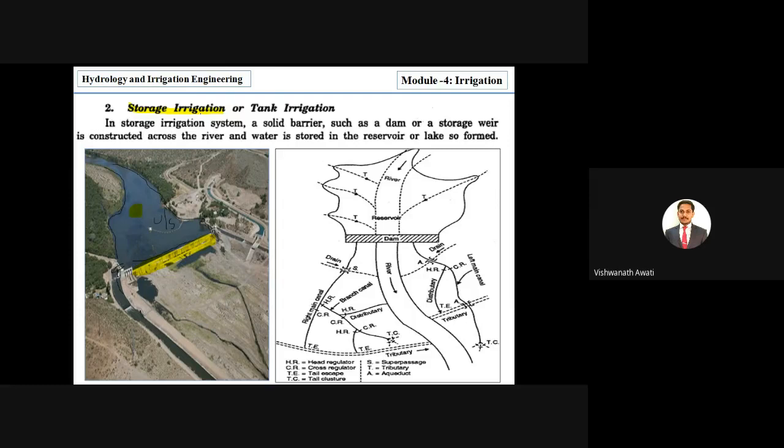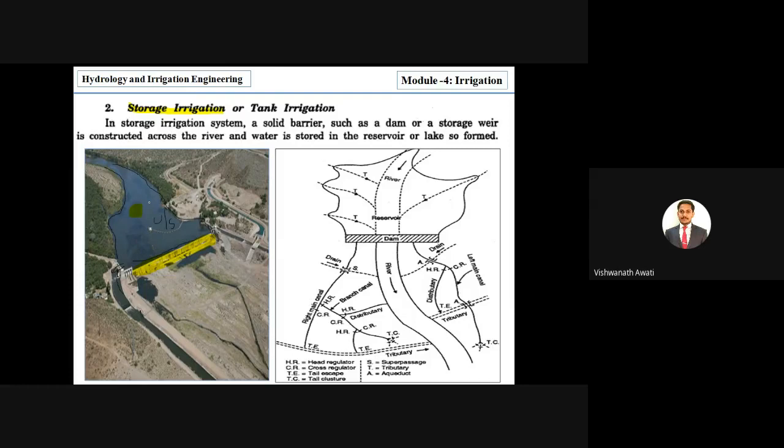So why is storage irrigation preferred? Because all the rivers are not perennial rivers, and to supply water to the crop for complete growth, at different stages, we have to supply water, which requires at least 2 to 3 months of water supply to the crop. So due to the non-availability, whenever it is required, water storage is required, right?